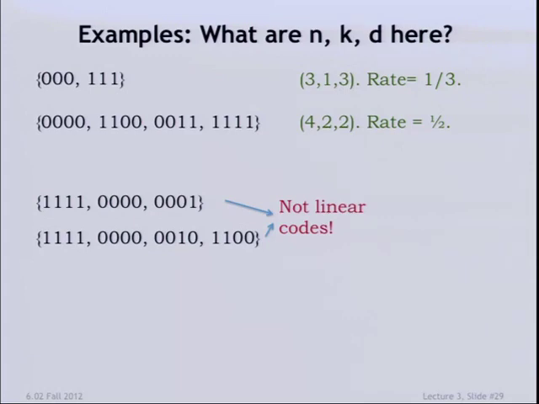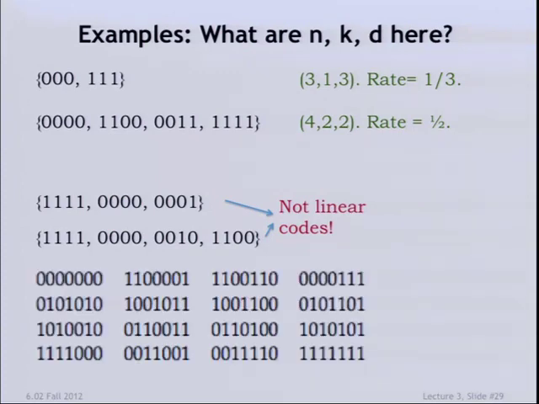And just to wind up, these are not linear codes. How do we know they're not linear codes? Well, sum 2 of them, and you'll discover that in some instances you don't get the remaining one in the set. This is the code set that I put up earlier.